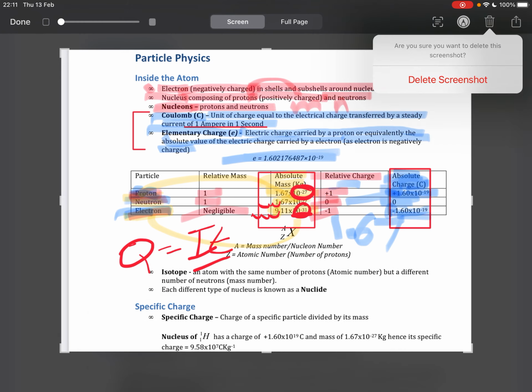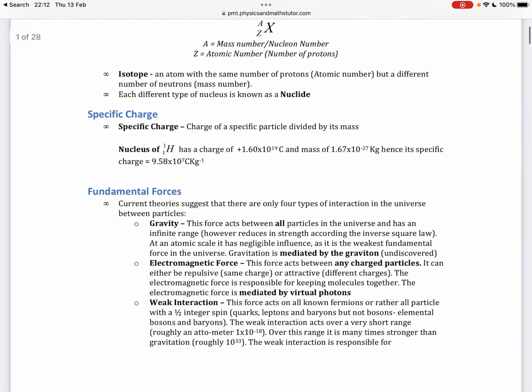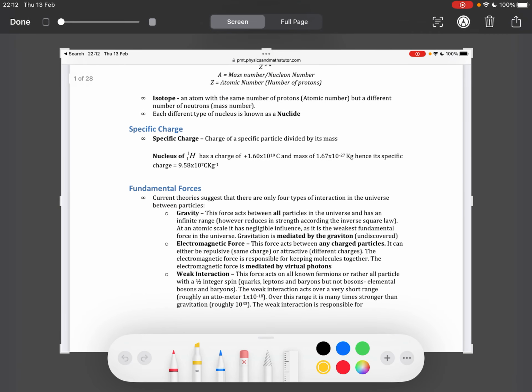A quick piece of information that we need to know before we go to the next part is that the mass number is basically the nucleon number, which is made of protons and neutrons, while the atomic number is the number of protons. But did you know that when the mass number changes, a different type of atom occurs? Basically, it's called an isotope. But what causes the mass number to change? Is it the proton number? No, never the proton number. It's always the neutron number. An isotope is an atom with the same number of protons, the atomic number, but a different number of neutrons, which changes the mass number. And each different type of nucleus is called a nuclide.